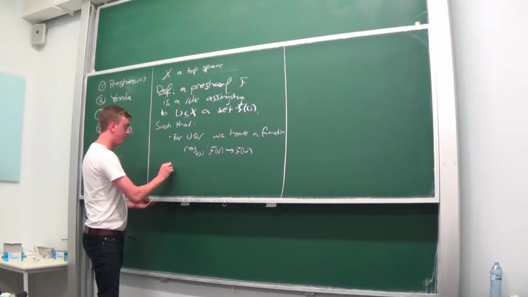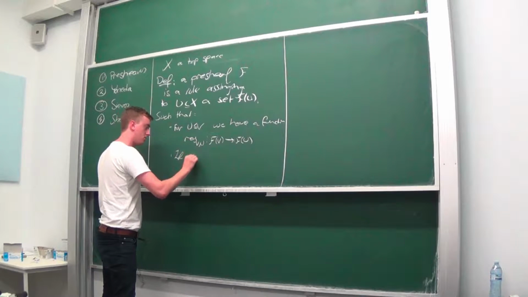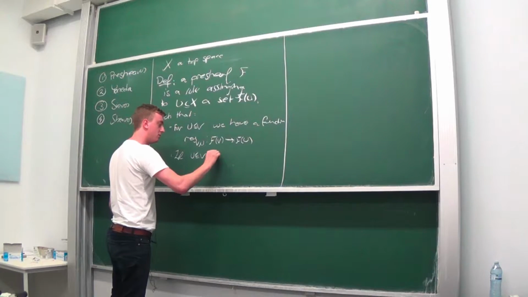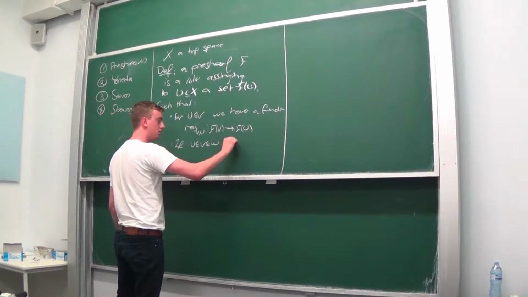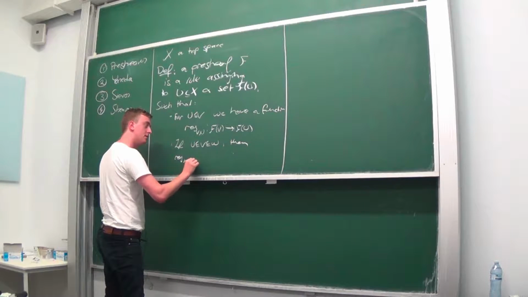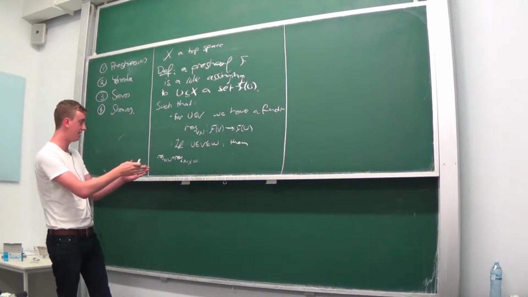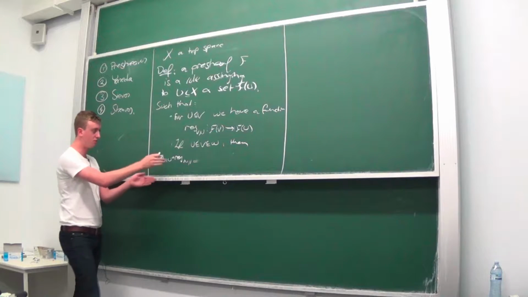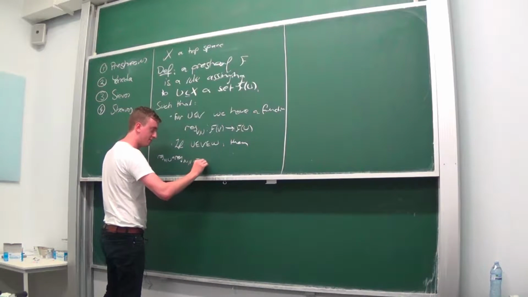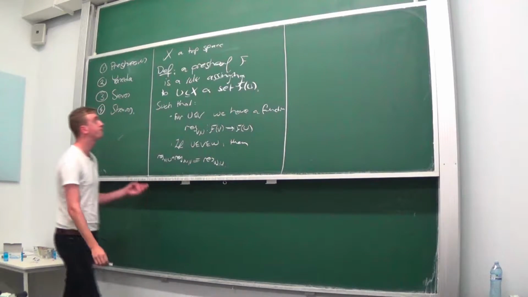And such that if U is inside V inside W, then res VU composed with res WV, so restricting from W to V and then from V to U, is the same as restricting straight from W to U.